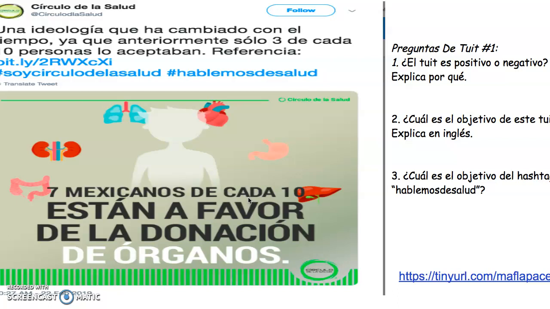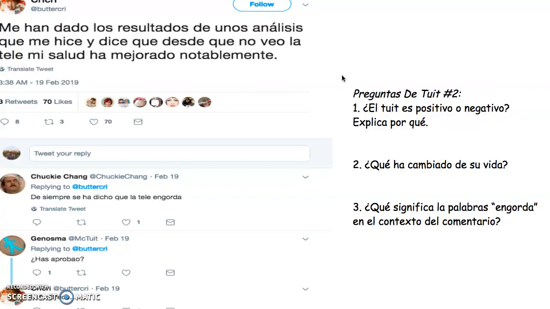So I have a bunch of tweets, which were relatively simple to find because I kept typing in things like cambiado, looking for that present perfect, and things like salud, seeing what I came up with. So I would give them a tweet with three very simple questions, and the first question was always really, is this a positive or negative tweet? So this one was just talking about how more people are in favor of organ donation, which is a positive tweet. So that's one of the big things I'm looking for.